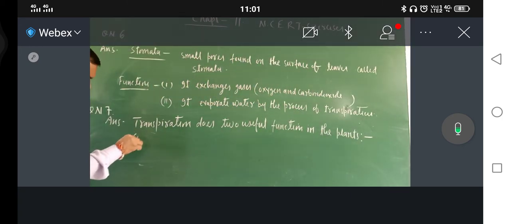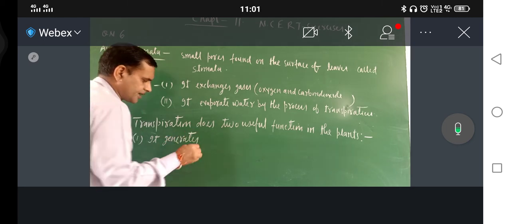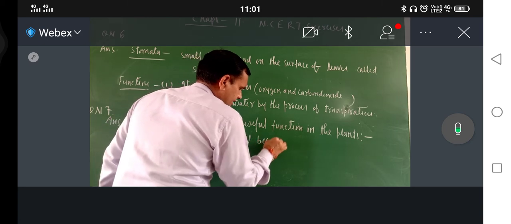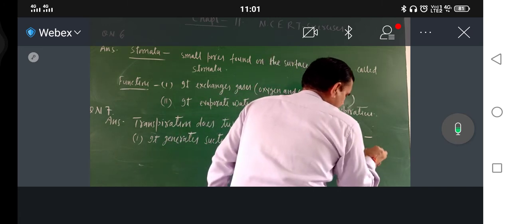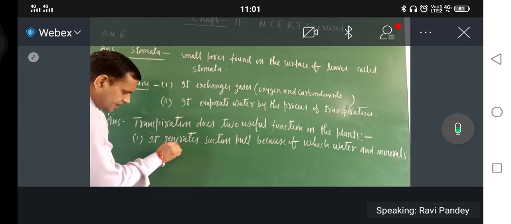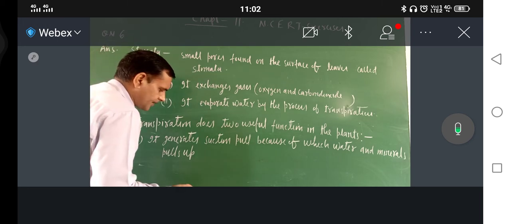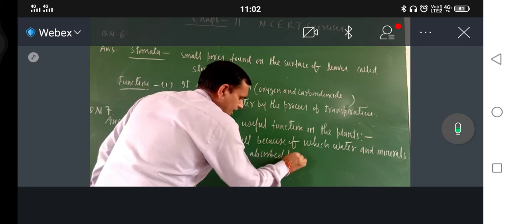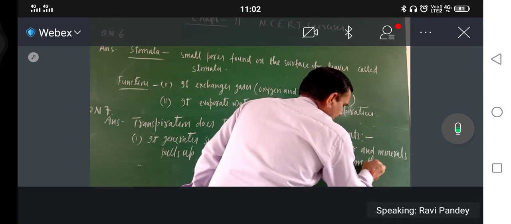Okay, first one. It generates a suction pull, because of which water and minerals are pulled up, which are absorbed by the root from the soil.